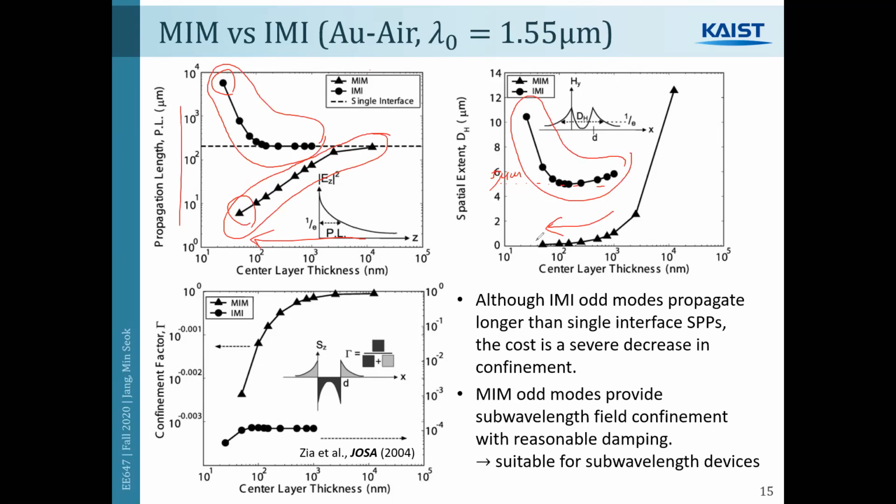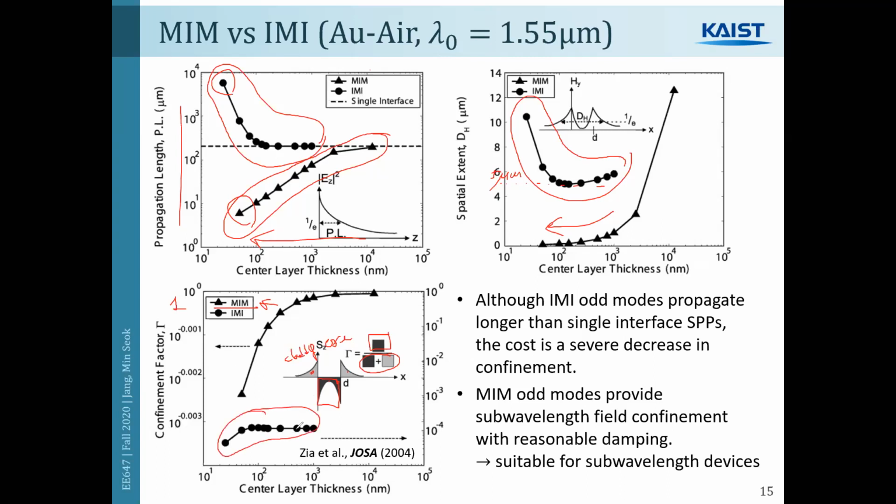Okay. And also, if you look at the confinement factor, the confinement factor here is defined like this. You have the core and the cladding, and you have energy in both core and cladding. If you add these two energies as the denominator, and then use the energy in the core as the numerator, that becomes your confinement factor. If you look at the MIM case, it's almost 1, right? Which means most of the energy is confined in the core.